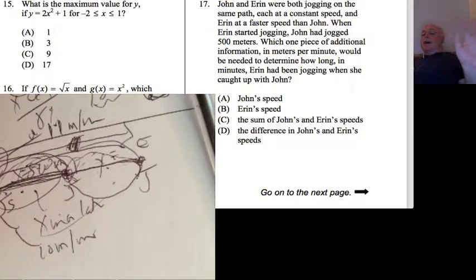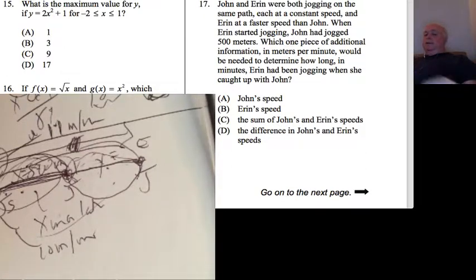So that rules out A and B. So the question is, are we adding them or subtracting them? And it says additional info, so the additional info that you can either give us or we have to calculate.